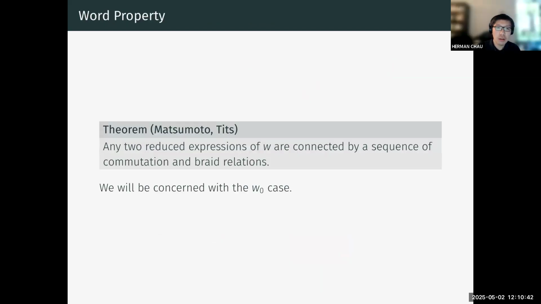Now, there's a nice theorem from Matsumoto and Tits, which says that all the reduced expressions can be obtained in this way. Specifically, if I look at the set of reduced expressions for W, any two of them are connected by some sequence of commutation and braid relations. This is true for any W in Sn, but for this talk, we'll only care about the longest permutation W0.